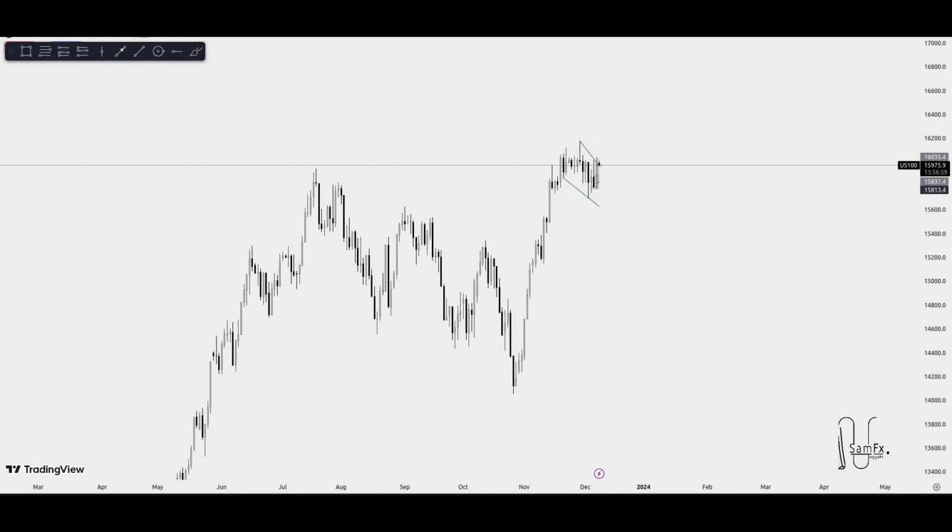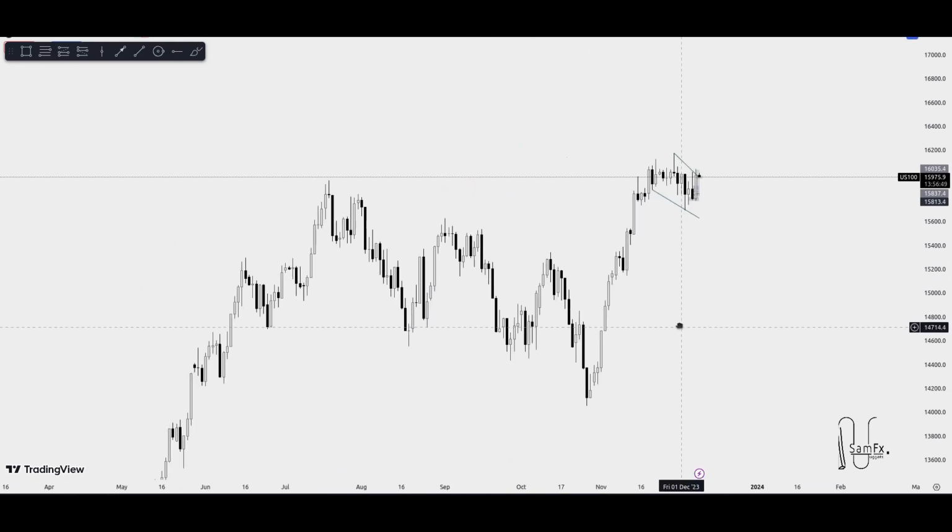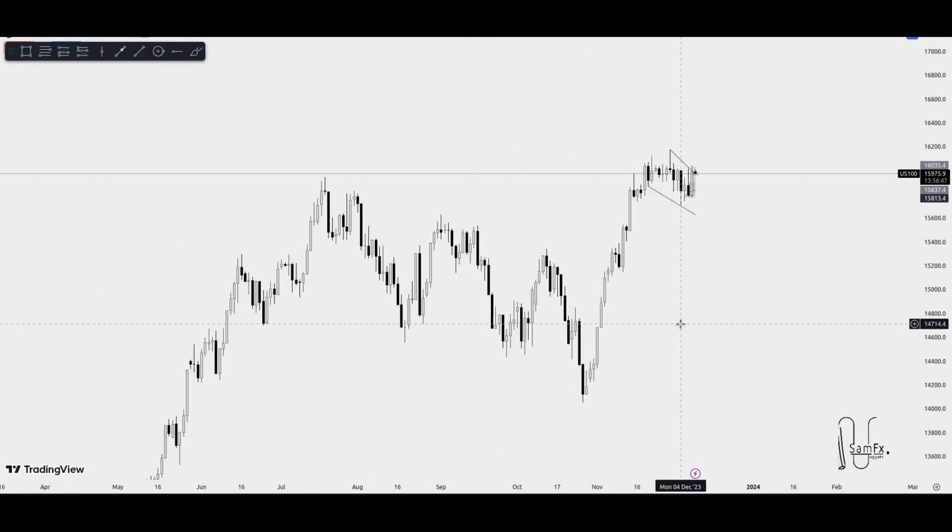Today we're looking at US 100. So just to get to it very quickly, we're starting off from the daily time frame. I'll be doing a recap of a trade that I took on the 7th of December.